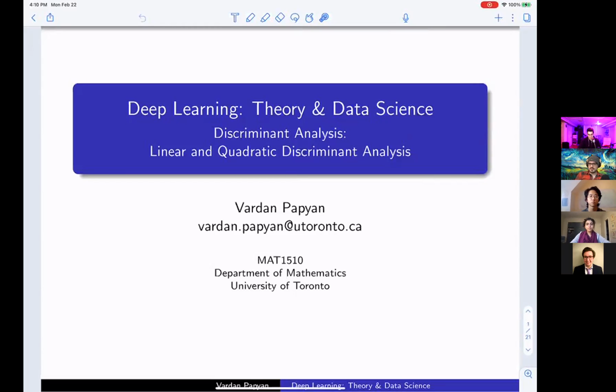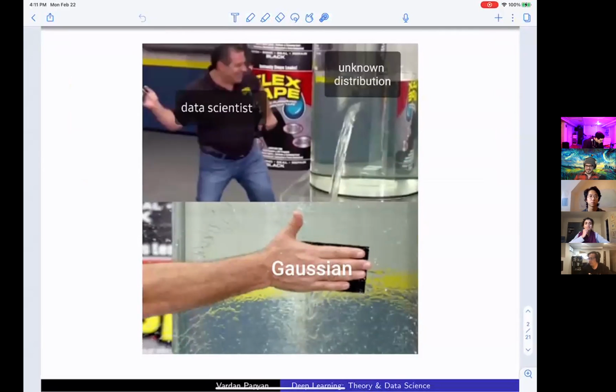Last time we spoke about the topic of linear and quadratic discriminant analysis, and I thought that we would start by reminding ourselves what we talked about last time, since we kind of stopped abruptly in the middle of the presentation. So we started last time by talking about how data scientists love Gaussian distributions.